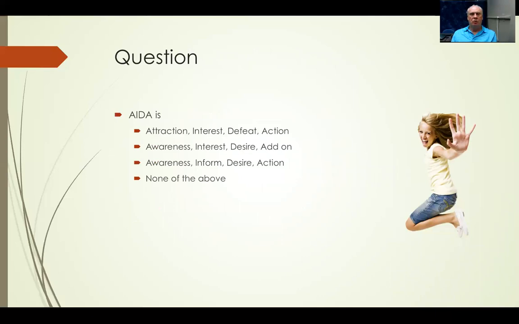Here's a question for you. AIDA is first, attraction, interest, defeat, action. Second, awareness, interest, desire, add-on. Third, awareness, inform, desire, action, or none of the above.